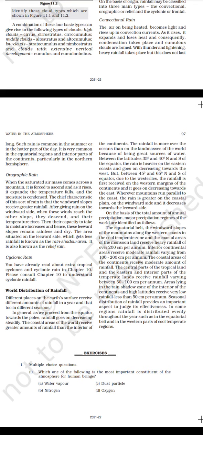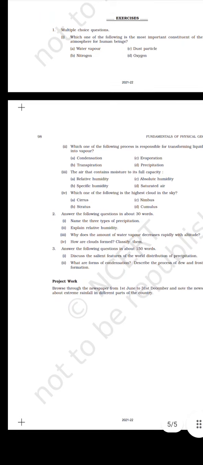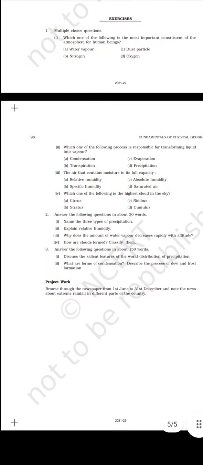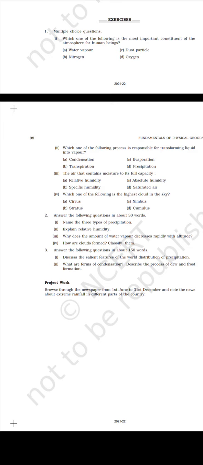Exercises: multiple choice questions. Which one of the following is the most important constituent of the atmosphere for human beings? Water vapor, dust particle, nitrogen, oxygen. Which one of the following processes is responsible for transformation of liquid into vapor? Condensation, transpiration, evaporation, precipitation. The air that contains moisture to its full capacity is called: relative humidity, absolute humidity, specific humidity, saturated air. Which one of the following is the highest cloud in the sky? Cirrus, nimbus, stratus, cumulus.